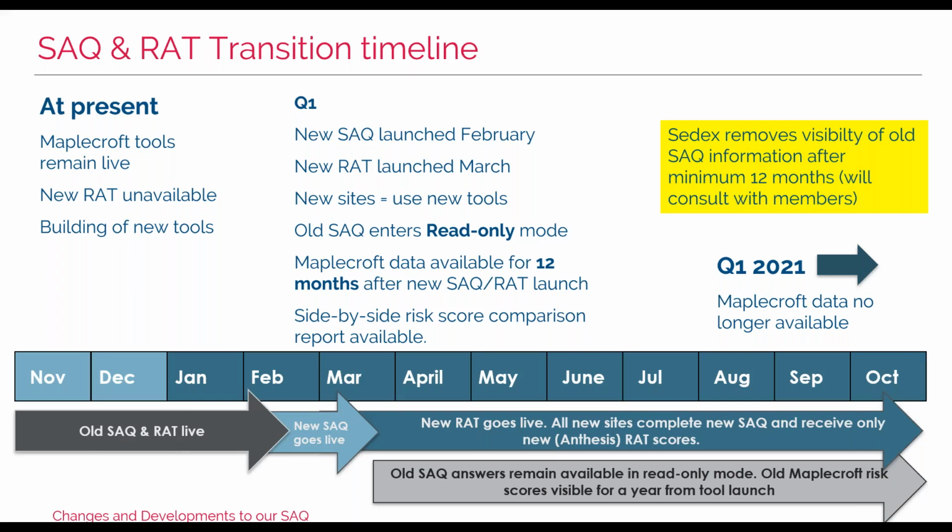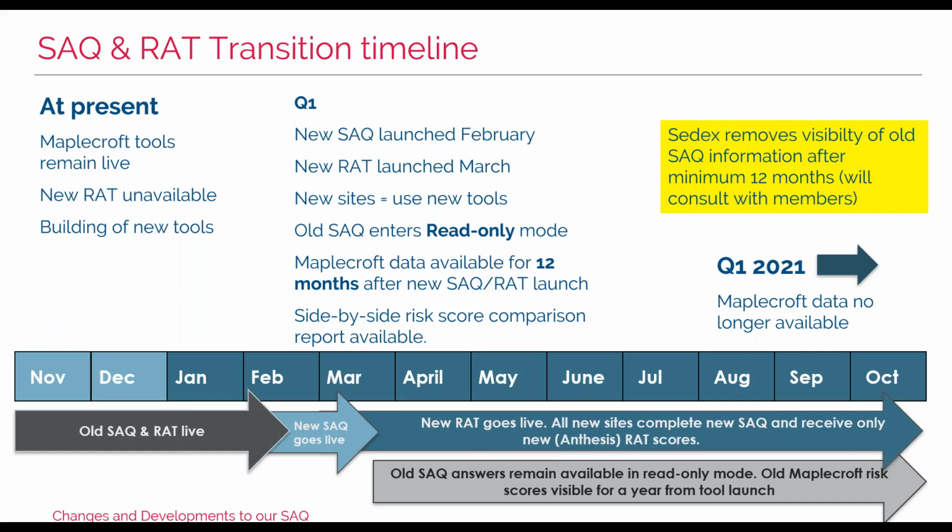However, as we also mentioned, once the new risk assessment tool and SAQs are launched, the old versions of the tools will still be available. We will have Verisk Maplecroft data available for 12 months after the launch of the new risk assessment tool. So you will still be able to use that information, you just won't be able to edit it and it won't be updated.